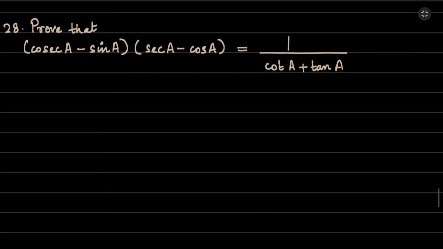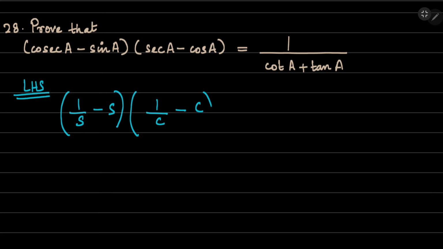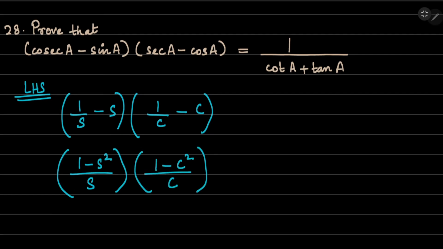So here, prove that, again, see, all the 6 ratios are seen here. You have sine, cos, tan, you have cosecant, secant, and cot. So whenever you have all the 6 ratios in the question, convert everything into sine and cos. Okay, so let's take our LHS. Cosecant, 1 over sine minus sine, multiplied by 1 over cos minus cos. Take the LCM sine, so you have 1 minus sine square multiplied by, again, cos is the LCM, so 1 minus cos square.